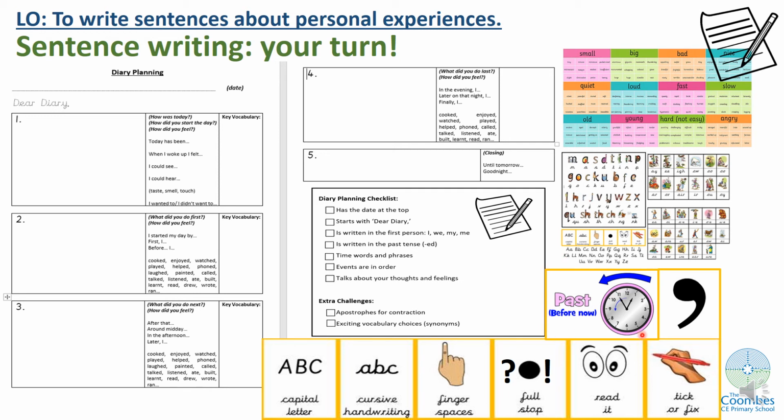Make sure that you are writing in the past tense. Make sure that if you have got apostrophes for contraction, you are using them correctly. Capital letters, cursive handwriting, finger spaces, full stops and other punctuation. Make sure you read it. No need to tick or fix it, but please do check your work as you go. You can also think about the diary planning checklist as you are writing it and just check that you've got everything in the right place. Pause the video now, write your diary entries. Good luck. You will do amazing writing.